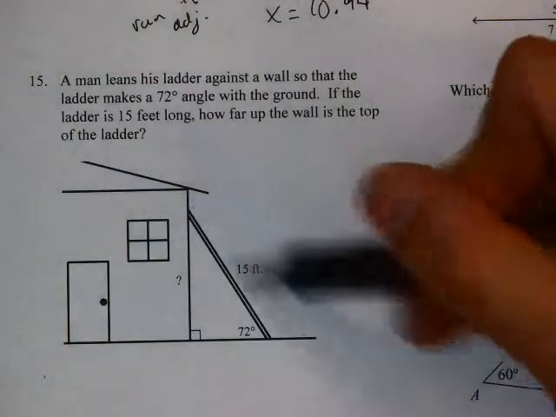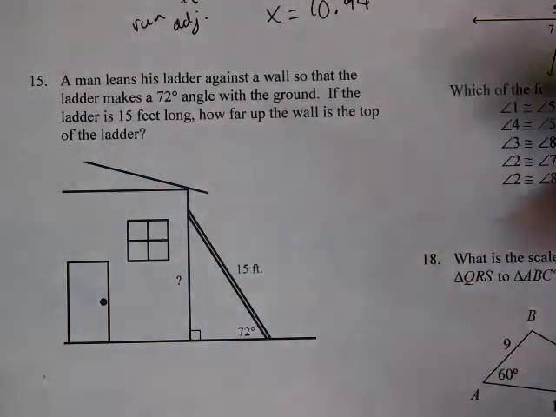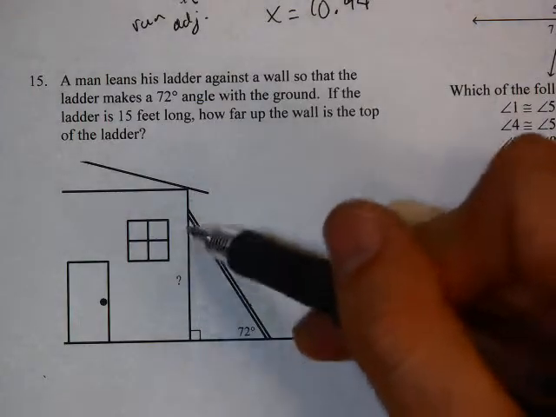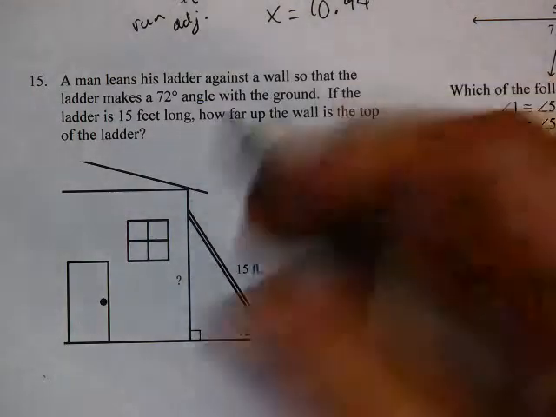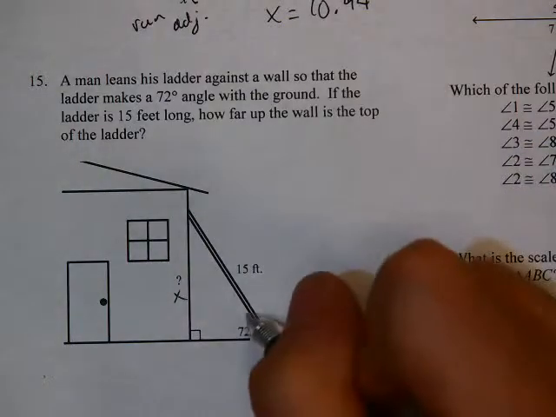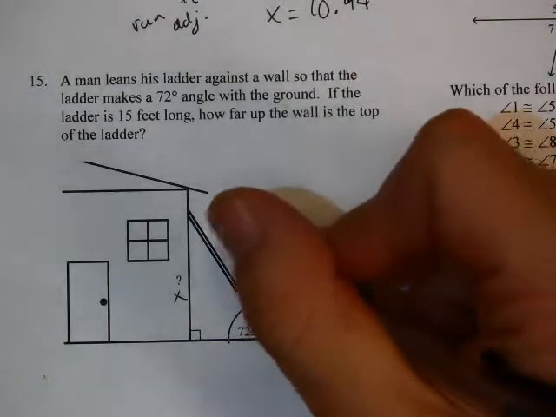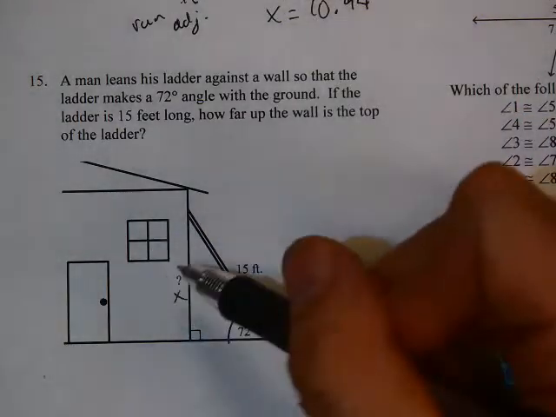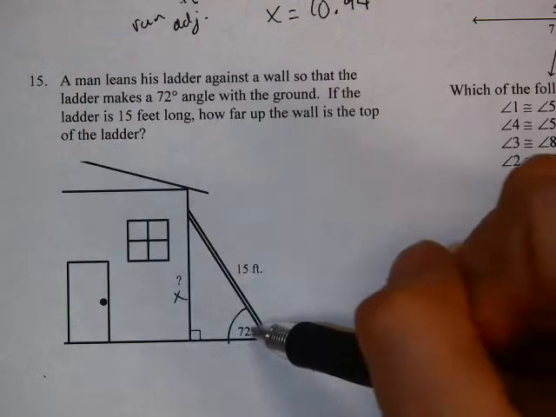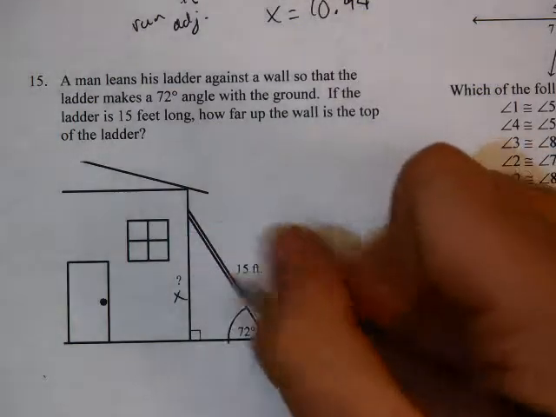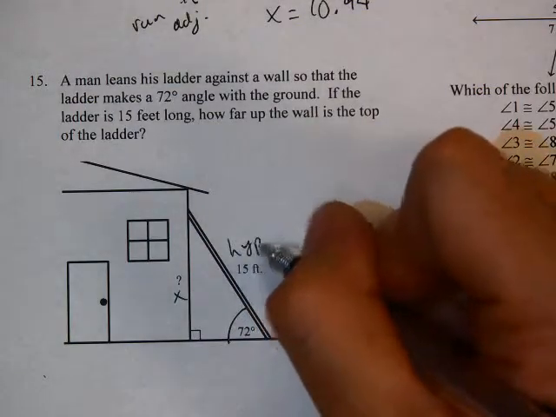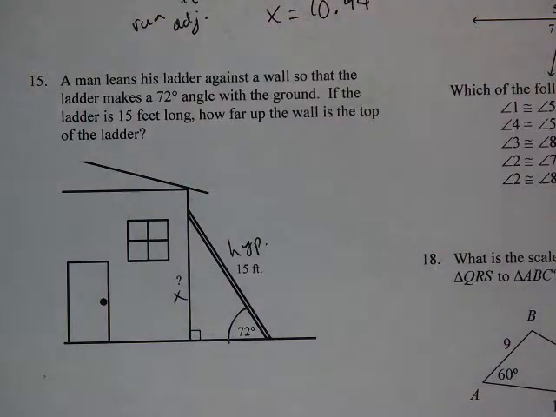You've got your ladder, there's the house. This distance with the question mark, that's the x, that's what we're solving for. And there's our slope angle on the ground, that's the 72 degrees. Now remember that we always look for the hypotenuse first. We have a right triangle. We have the slope angle. Look for the hypotenuse, which is the 15. So that's our hypotenuse. So now it could be sine or cosine.